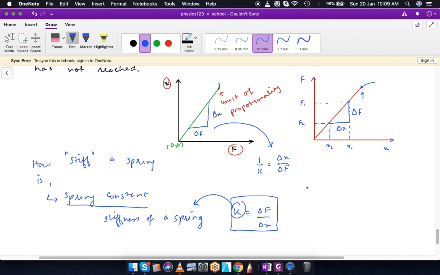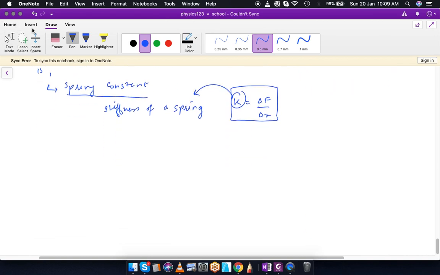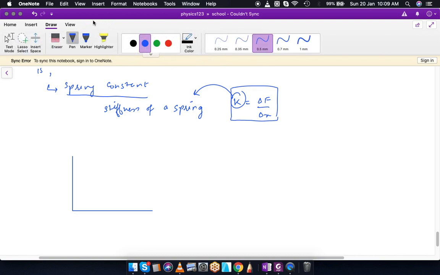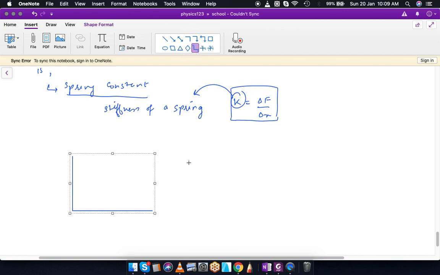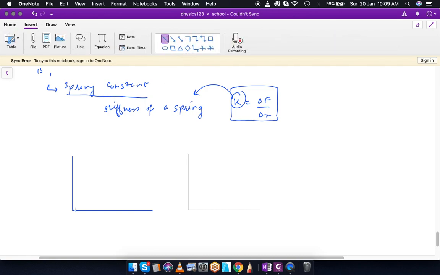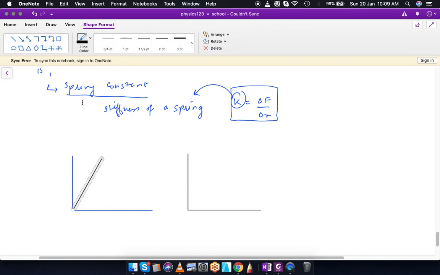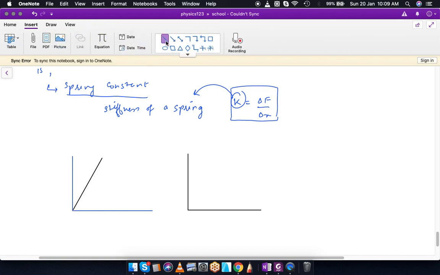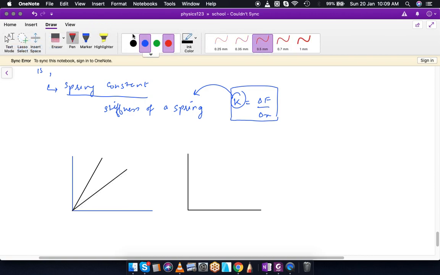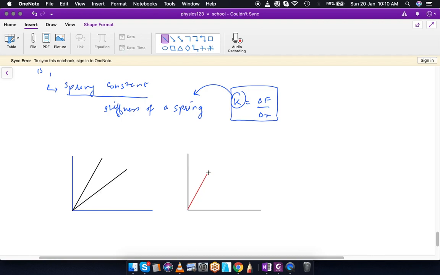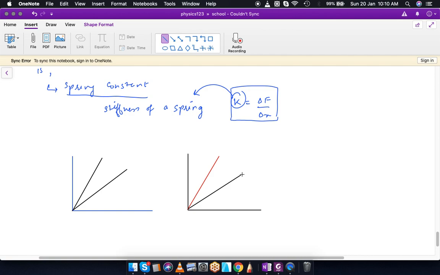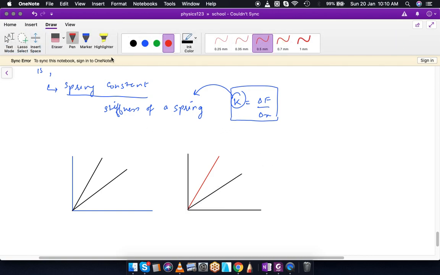Other than that, I'm really sorry. Now, I will just make you understand using two graphs. So what do I really mean? Let's suppose I make two graphs like these. Let's suppose there's one spring that shows a graph like this, and let's suppose the limit of proportionality has not been reached. The other spring shows something like that. So how do we know which spring is stiff and which spring is not?